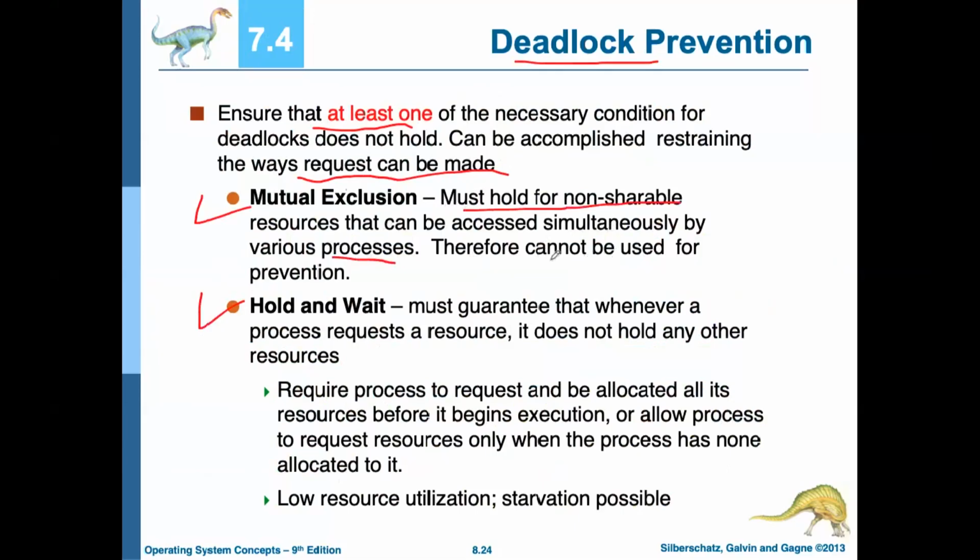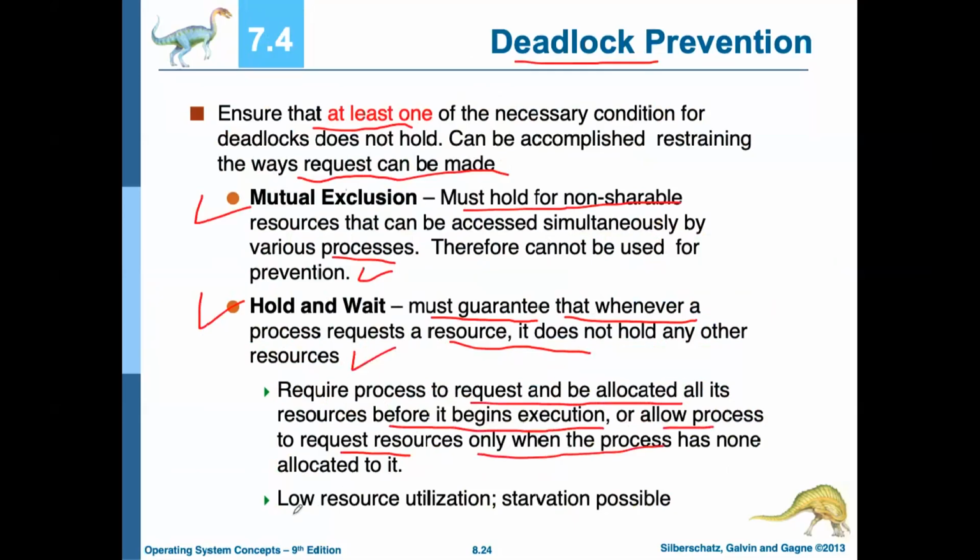Therefore, it cannot be used for prevention. And for hold and wait, we must guarantee that whenever a process requests a resource, it does not hold any other resources. This means we require the process to request and be allocated all its resources before it begins execution, or allow a process to request resources only when the process has none allocated to it.